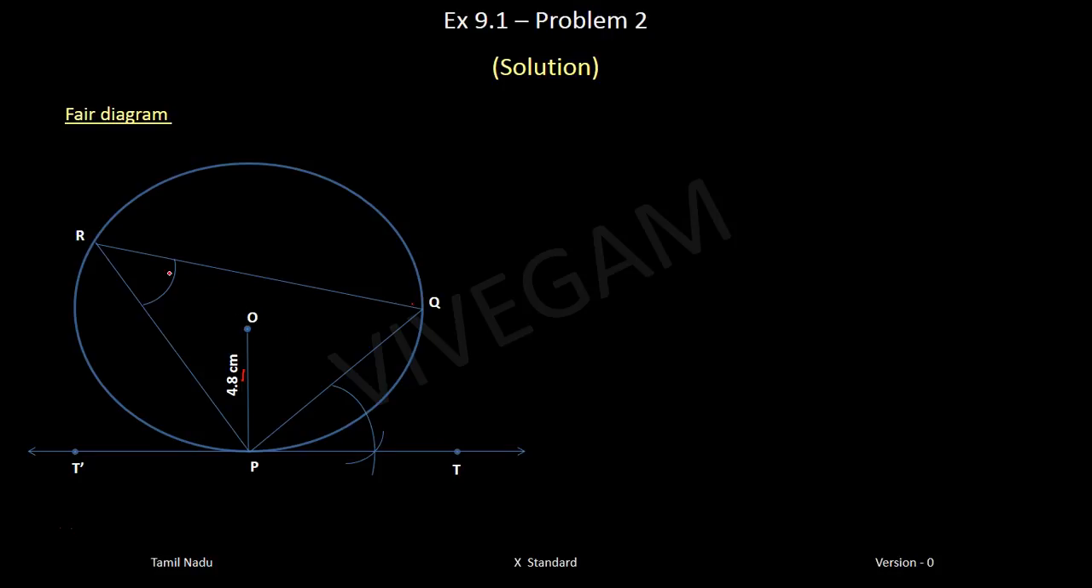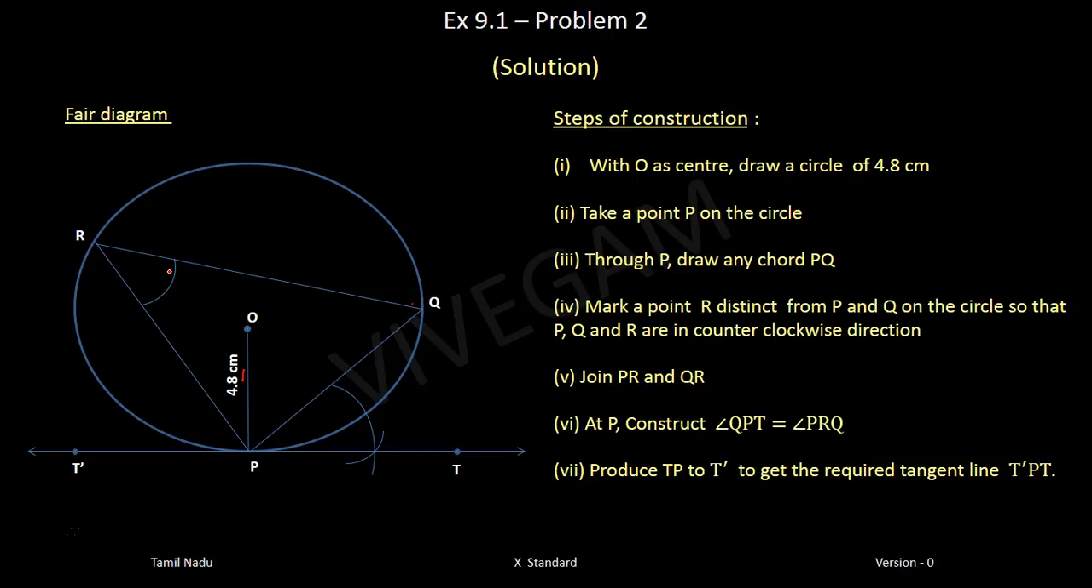Then you measure the length of this segment, and with the same length as radius, but with this point as a center, you draw one more arc cutting the first arc. That point of intersection, if you connect with P, gives an angle QPT which is equal to this angle, that is PRQ. That is how this problem needs to be done. So let's go through the construction.